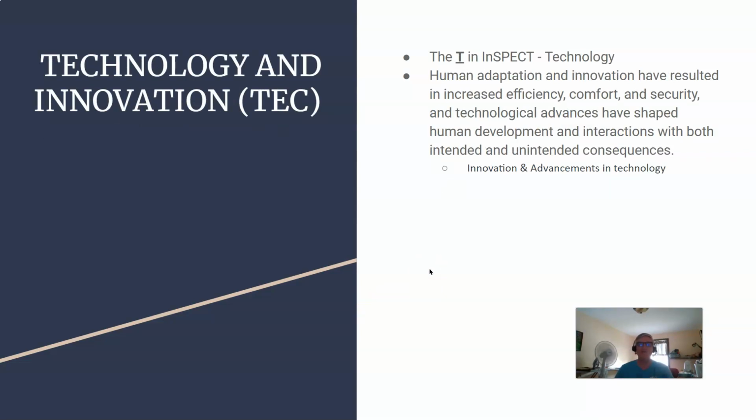Okay, and then finally we have the last part, and that is T. This was new in 2019: technology and innovation, split off from some of the others. This is human adaptation and innovation, which have resulted in increased efficiency, comfort, and security, and technological advances that have shaped human development and interactions with both intended and unintended consequences. A lot of technological advances have led to great things happening, but there have also been downsides, and we're going to look at a lot of those. So we're really going to focus on innovation and advancement in technology.